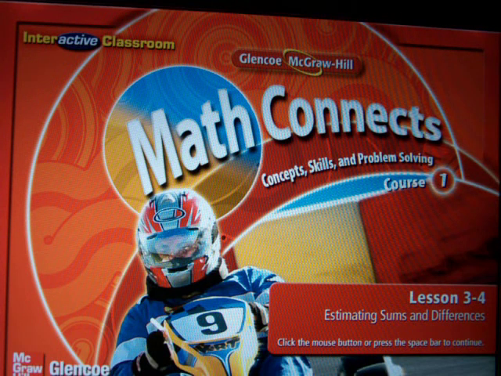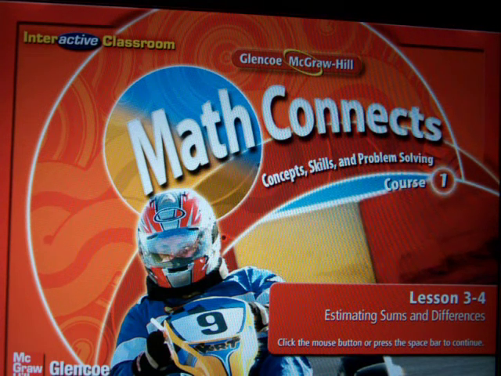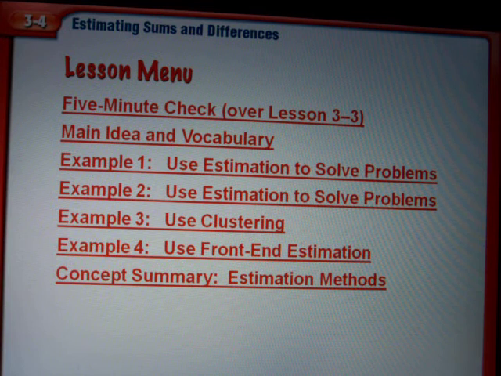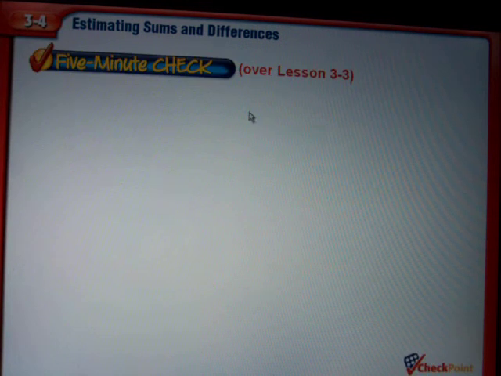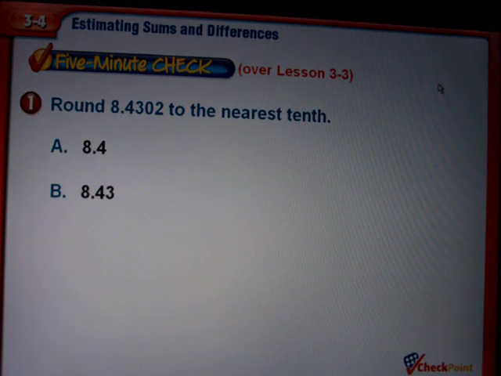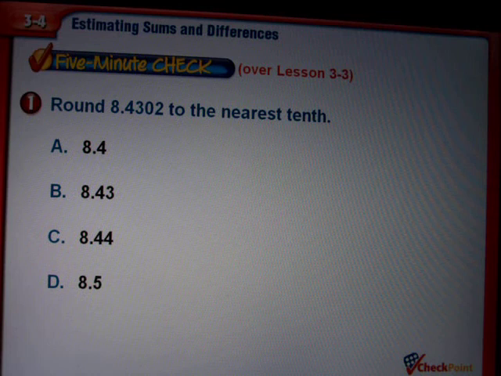This begins Chapter 3, Lesson 4, dealing with estimating sums and differences. But before we get into that, let's look over and see what you remember from the previous lesson. So we're going to round 8 and 4,302 ten-thousandths to the nearest tenth.